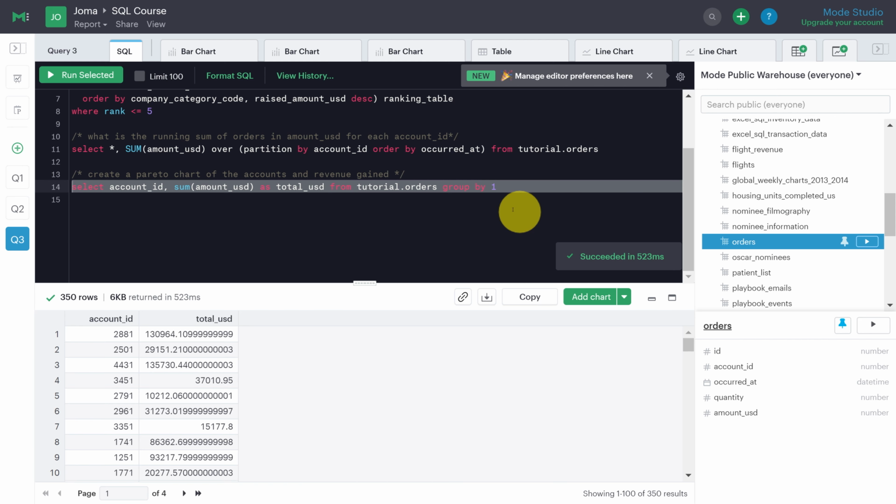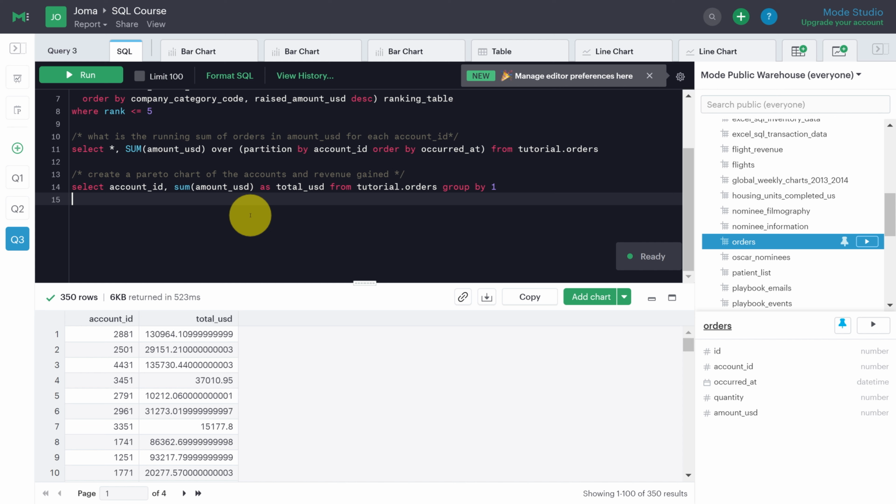All right, so if we run it, as you can see, we have an account ID and then how much money they brought to us. So now what we need to do is rank them. The reason you want to rank them is that in the Pareto chart, you care about the top accounts. You care about the top customers.